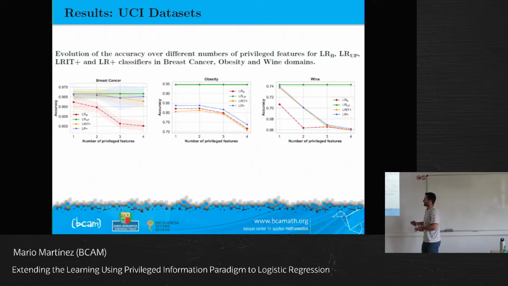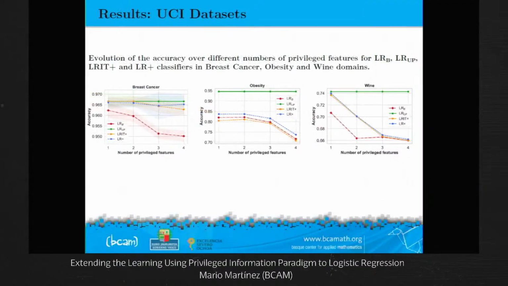For the breast cancer dataset, as we can see here, our models outperformed the base classifier. For the obesity dataset, only the LR Plus outperformed the base classifier. And for the wine dataset, we obtain similar performances between our models, LRIT Plus and LR Plus. And here we can see that for a low number of privileged features, the distance between the base classifier and our privilege models is larger than for 3 or 4 privileged features.